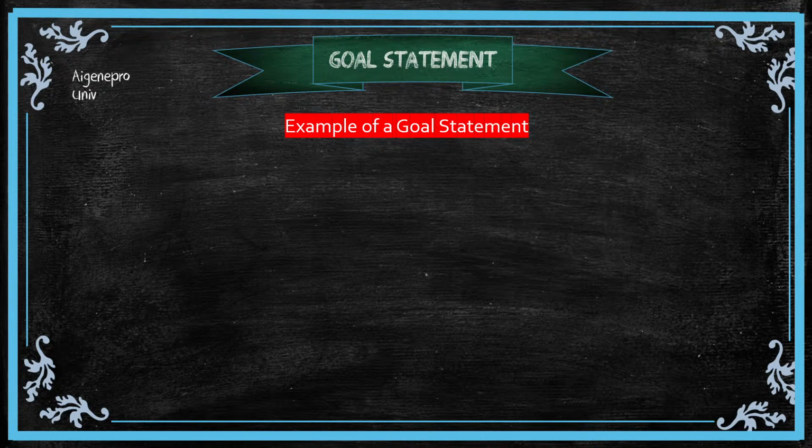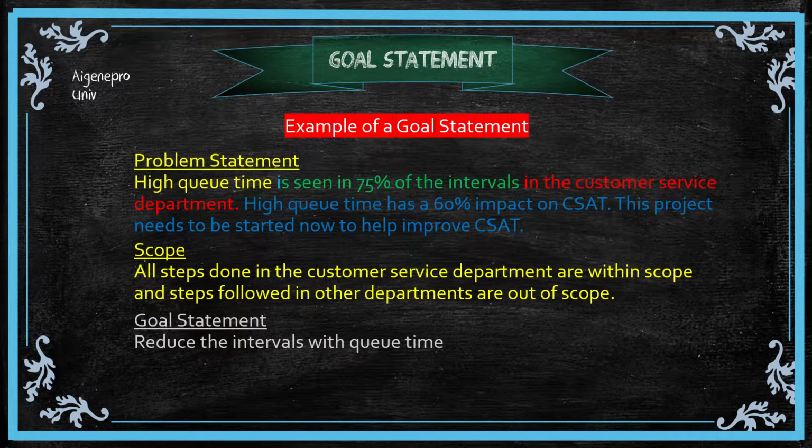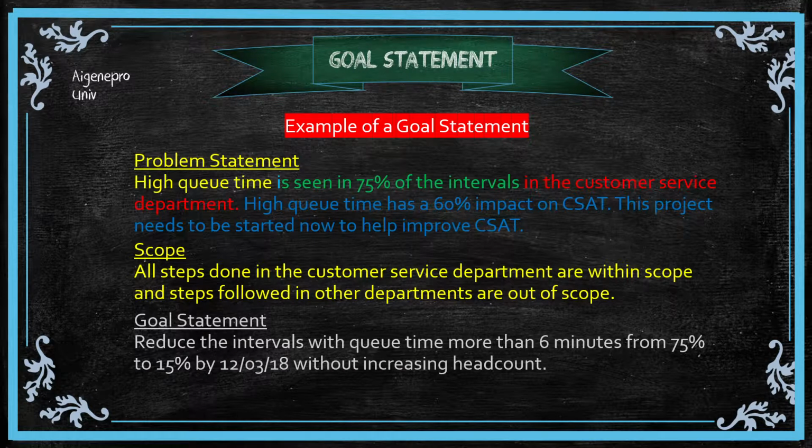Example of a goal statement. We had closed the problem statement and scope as shown. Now, the goal statement can be written as, reduce the intervals with queue time more than 6 minutes from 75% to 15% by December 3, 2018 without increasing headcount. As you can see, this statement is a good example of a goal statement, because the desired and baseline states of the CTQ are mentioned, and both primary and secondary metrics are outlined. It also has SMART measures.